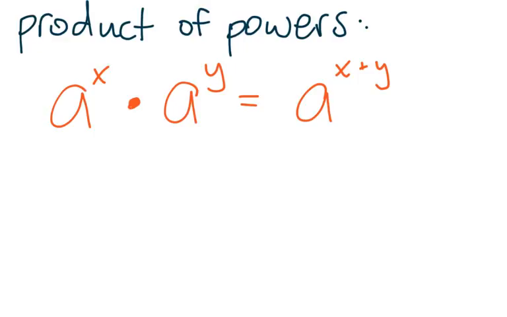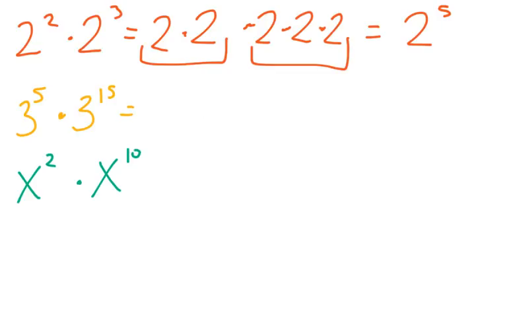Our product of powers rule tells us if you are multiplying two exponential expressions with the same base but different powers, all you have to do is add the exponents together. So a to the x times a to the y is the same as saying a to the x plus y. And this works because let's look at this example with 2 squared.